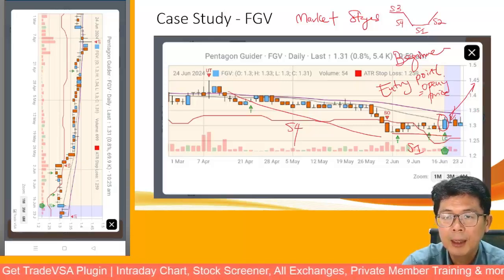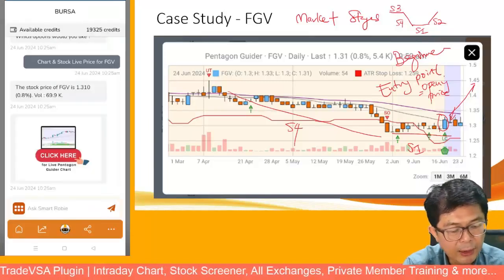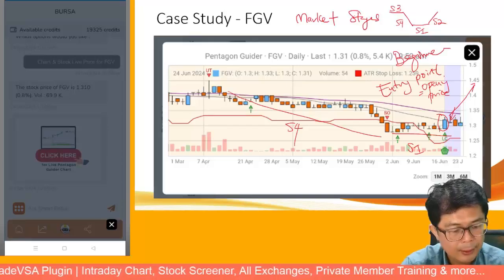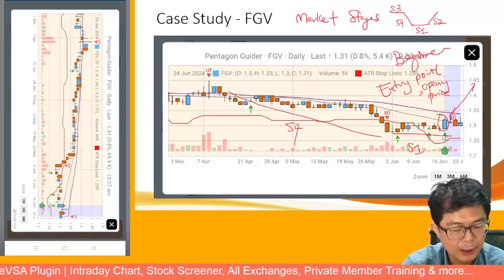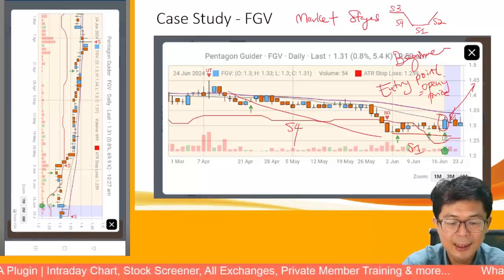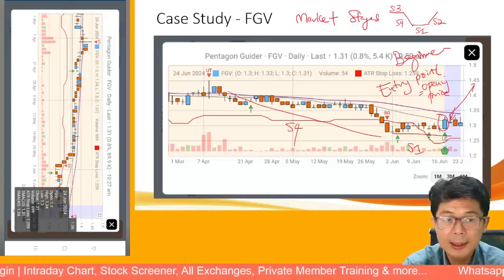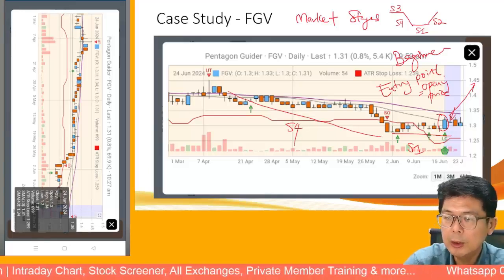So we do hope that FGV can go higher than this. Let's take a look at FGV this morning, and you can see from the chart. I'll just rotate. I have the phone in front of me here, so you can see it. It's pretty nice. It's up 0.8%. These are 20-minute delayed, so it's looking good.